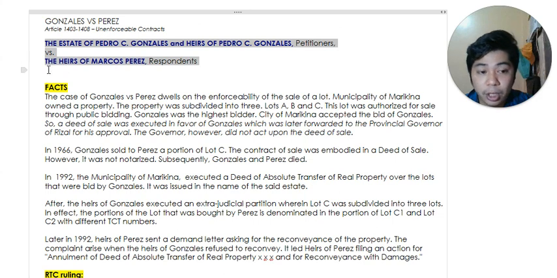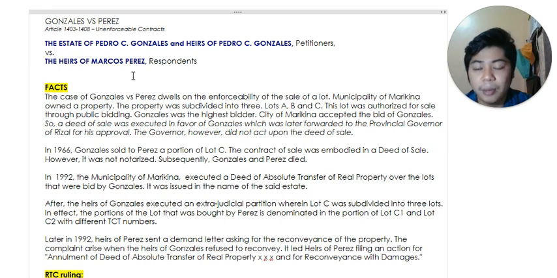Also below this, you need to put the GR number. I have not put it, but you're required to put it, the GR number for reference. Okay, so Gonzalez versus Perez. How to search cases?